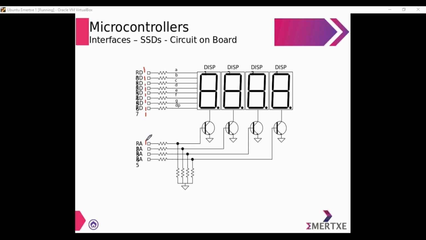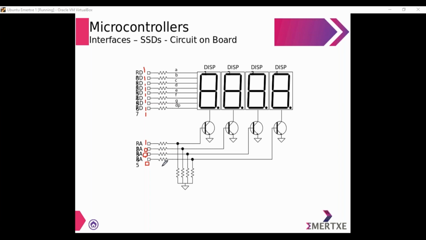So I have to be providing a 1. If I provide a 1, the corresponding transistor is going to turn on. If I provide a 0, the corresponding transistor is going to turn off. Now look at this and tell me, if I provide 1000, which SSD is being provided with ground?